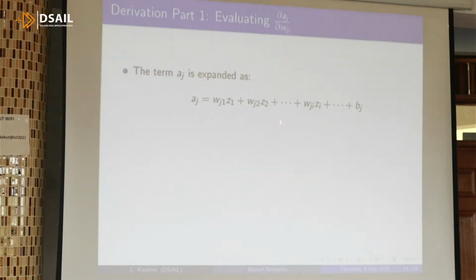Let's see, the term Aj, that function Aj is expanded as Wj1 z1, okay? In reality, that node, this single node here, is going to be receiving inputs from how many neurons? It's going to be receiving inputs from many neurons from the previous layer, because we are going back, right?